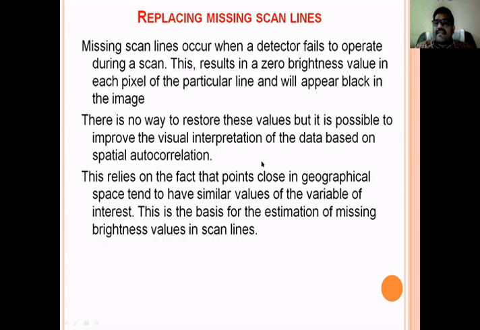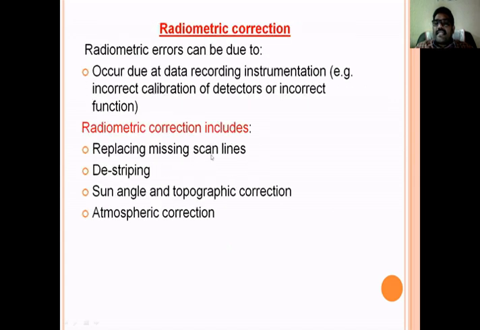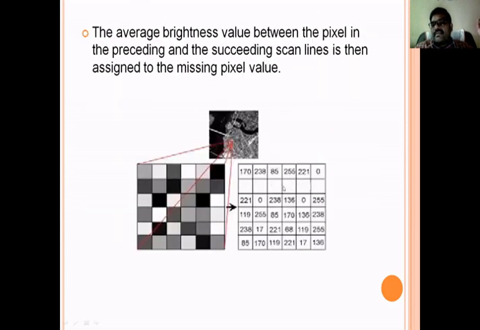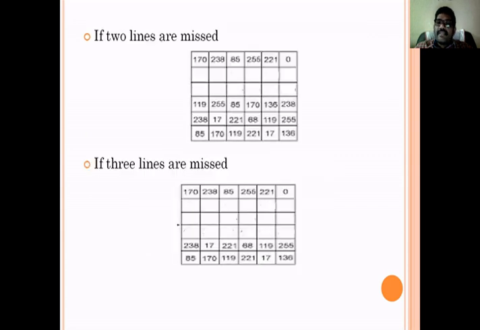What is the title here? Replacing missing scan line. How does it come? Because of the miscalibration of detectors. Here my question is, if two lines are missed, what are you going to do? That means when two lines are missed, the first line values are replaced as they are with the previous values.